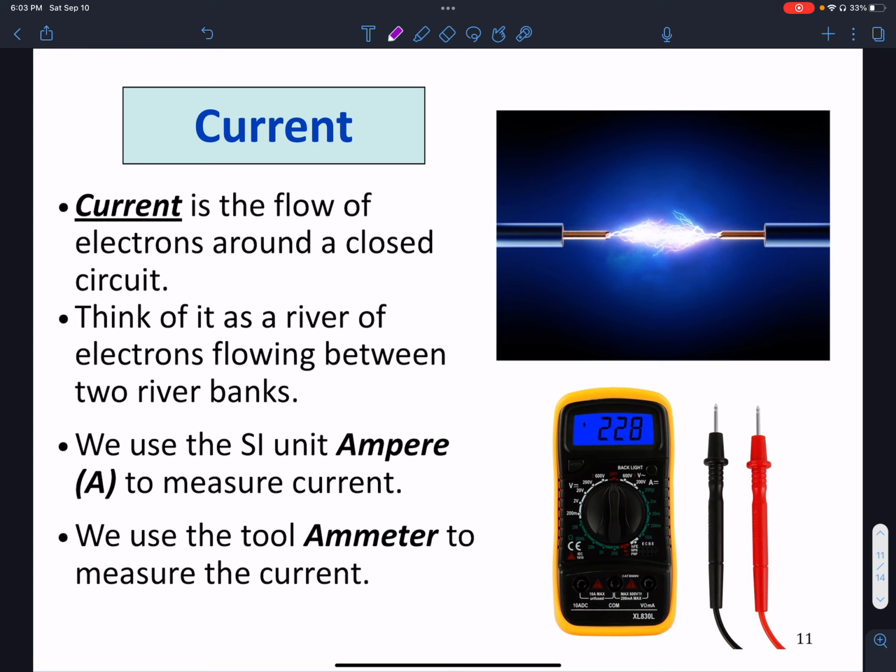Two of the last three are not ones we're going to see very much in this class, but we're going to put them here anyway because they are base units. Current is the first one. It's the flow of electrons around a closed circuit. When you think about the current of electricity, really comparing it to water is your best bet because it really is like a river. It's just flowing around through a wire instead of in between two banks. The SI unit for this is called the Ampere, and it's represented with an uppercase A. And we use a tool that's shown here called an ammeter to measure the flow of those electrons.